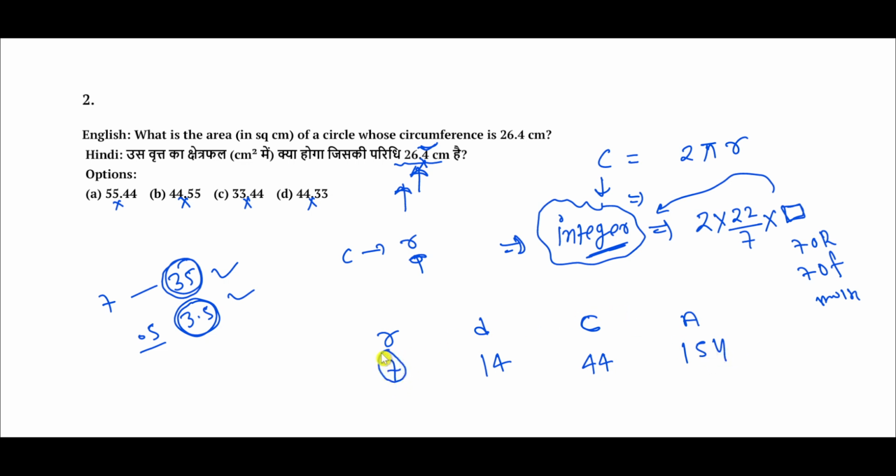If you have radius 7, diameter will be 14, circumference will be 44, and the area will be 154. Now, I want to deliver the use of this line. This is a very effective line that breaks down any question within 20 or 25 seconds.